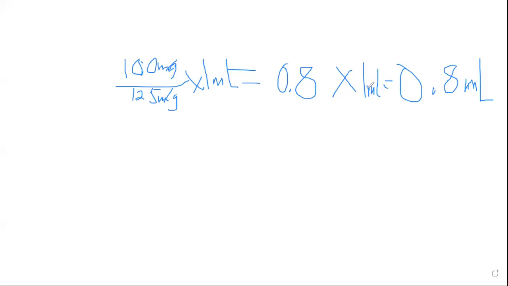So we have 1 ml there, okay? Because each 125 milligrams is equal to 1 ml. So that's why this is 0.8 times 1 ml. All right, let's look at the next one.